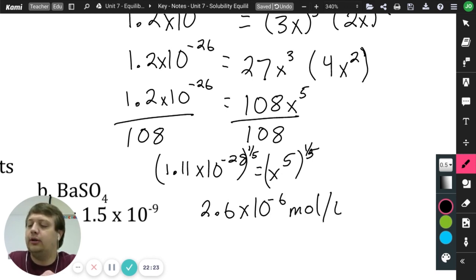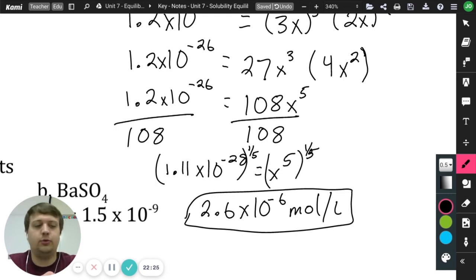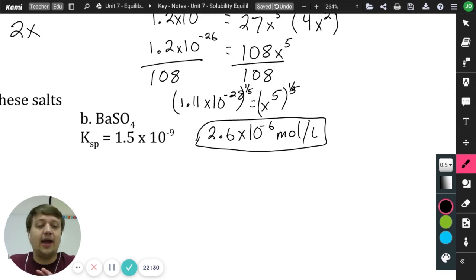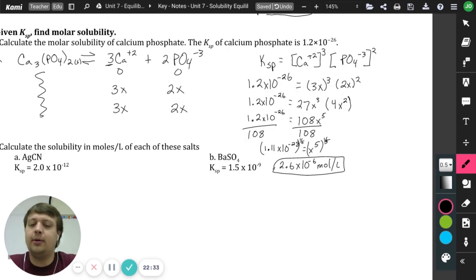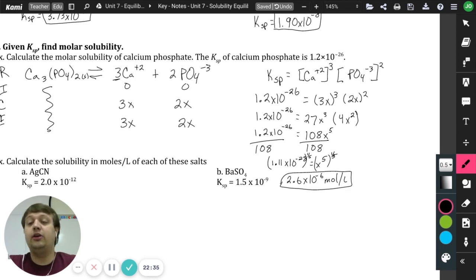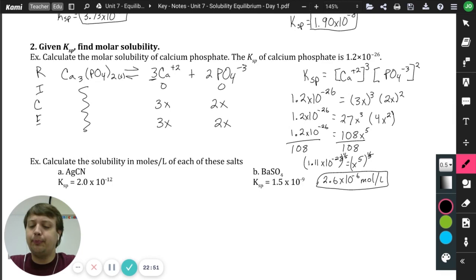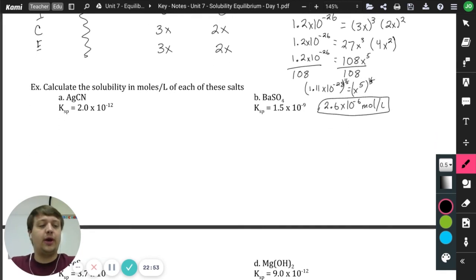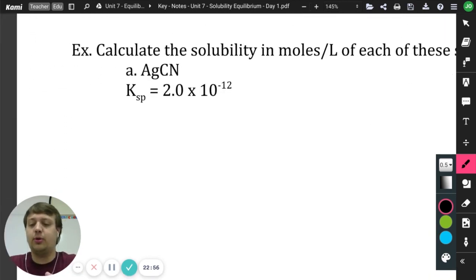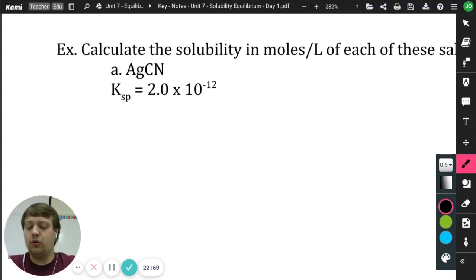All right, I would plug that into my calculator and I would find 2.6 times 10 to the negative 6 moles per liter. So my molar solubility would be that 2.6 times 10 to the negative 6. Now, if they did ask you for a specific thing there, other than just the calcium phosphate, then you would need to make sure to remember your coefficients. So if they ask you what is the molar solubility for calcium, the calcium ion, then you would have to take that solubility there and multiply it by 3. Okay? All right. So what I want y'all to do is go ahead and give this next one a practice, and then we will go over it.